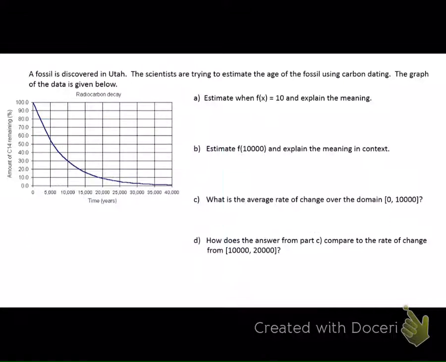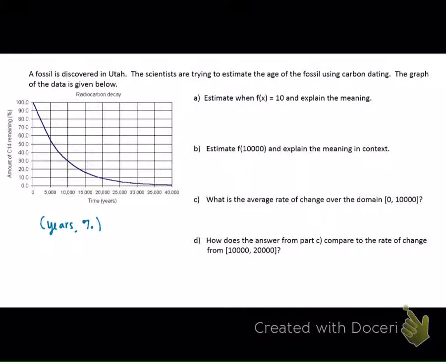All right. A fossil is discovered in Utah. The scientists are trying to estimate the age of the fossil using carbon dating. The graph of the data is given below. So we know our ordered pair is years, comma, amount of C14 remaining in percent. So it's a percentage. Whatever C14 is, I'm sure that has to do with carbon, since we're talking about carbon dating.